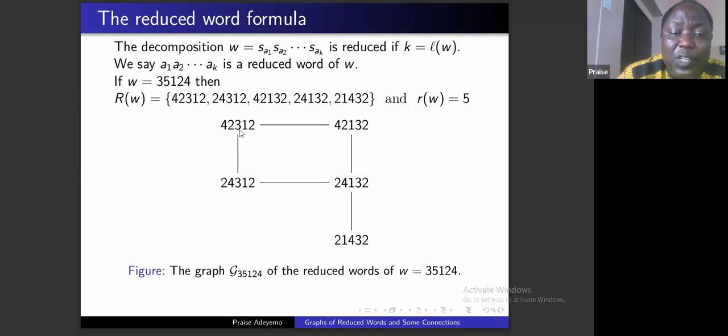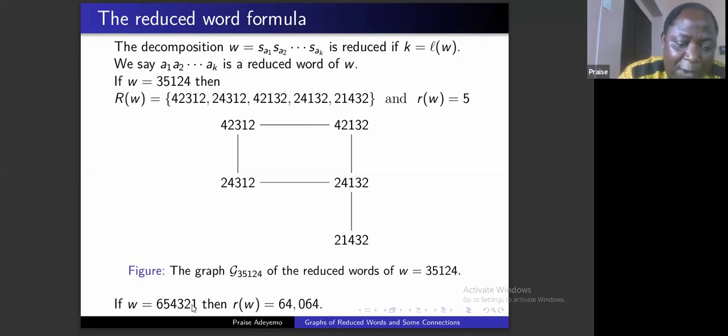So if I change this one, so I can change the 4, 3, 1, so that there is an edge here. So that is how to talk about the graph of reduced words. You use a relation to constitute edges and reduced words to constitute vertices for the graph. So this is the graph of the permutation 3, 5, 1, 2 in S5.